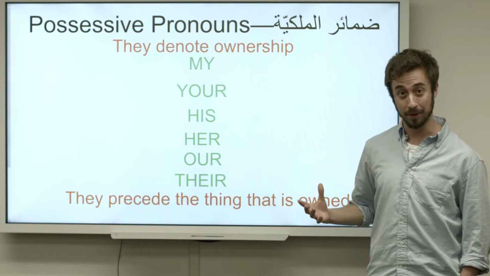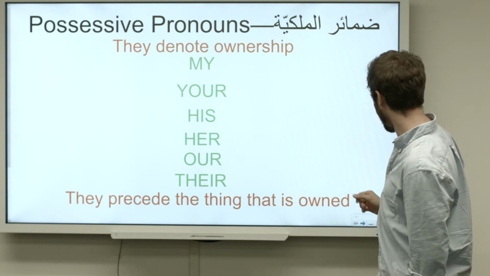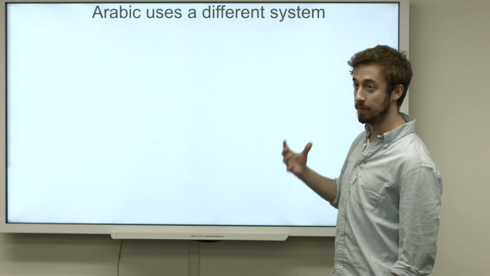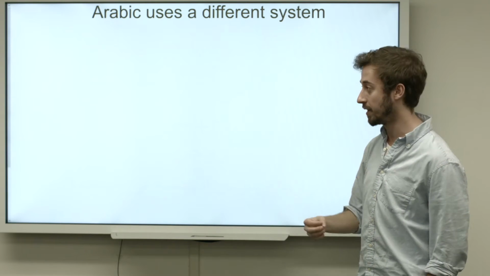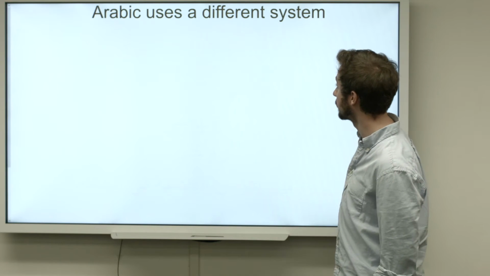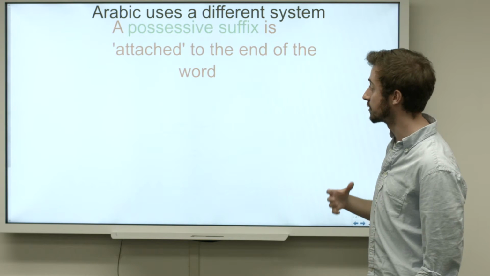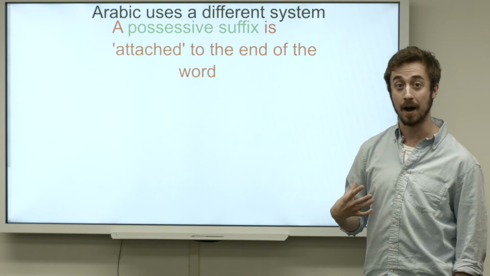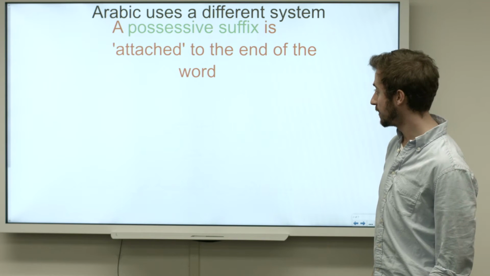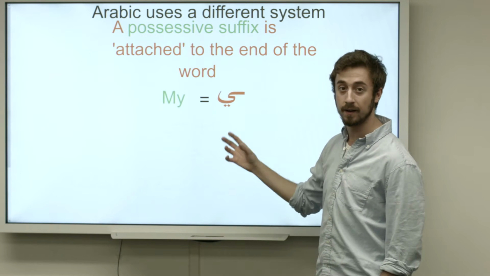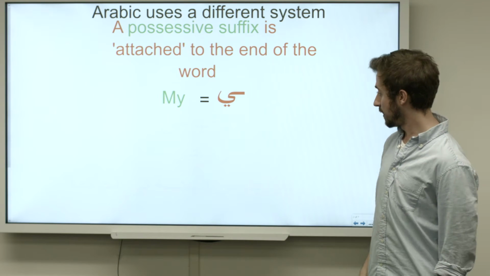So how does this work in Arabic? It's quite different from our system. They actually use possessive suffixes that are attached to the end of the thing that's being owned. It's not actually a separate word, but a suffix. Okay, so let's start with just my. How do we do that? Well, you add the ya at the end of the word.